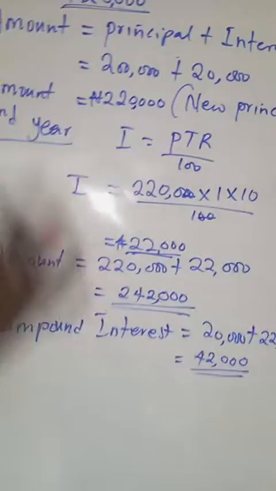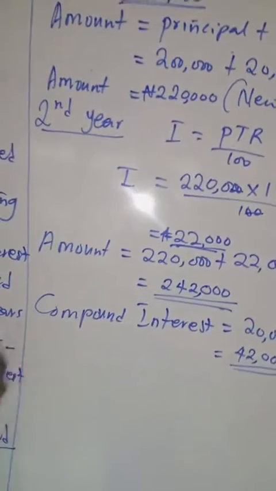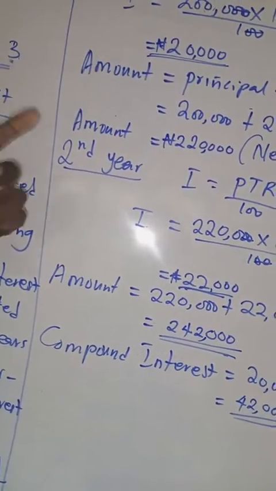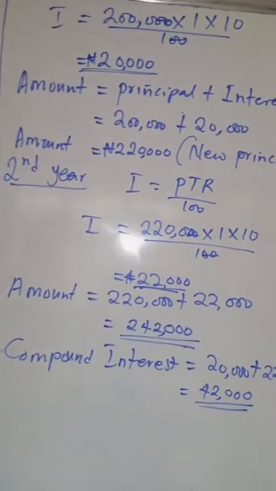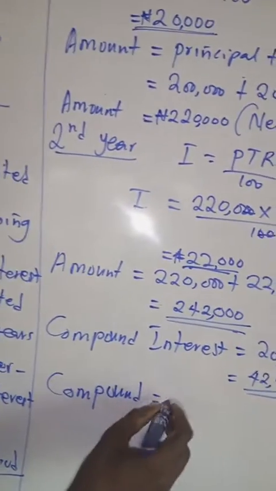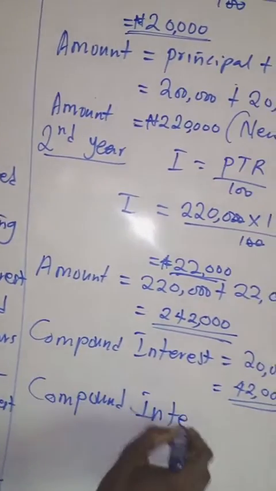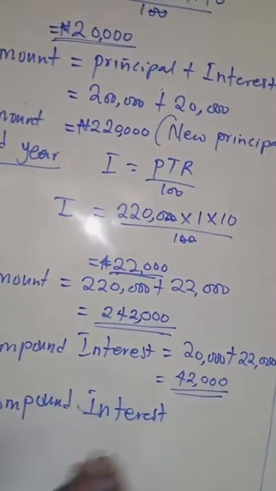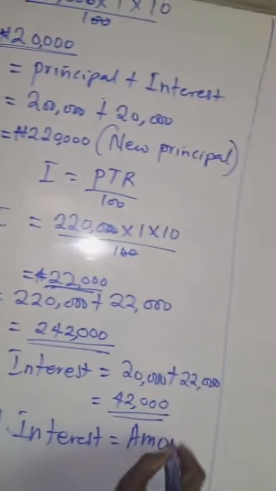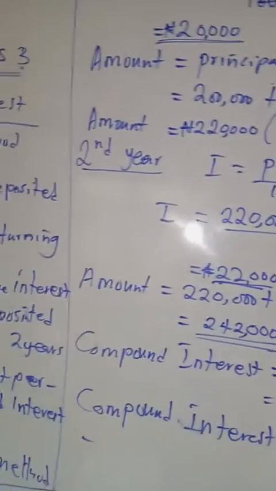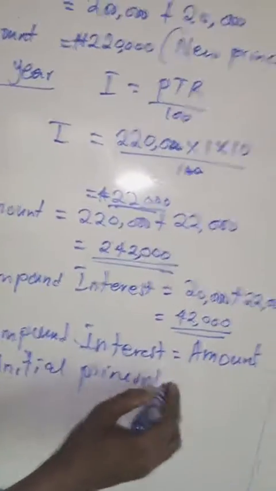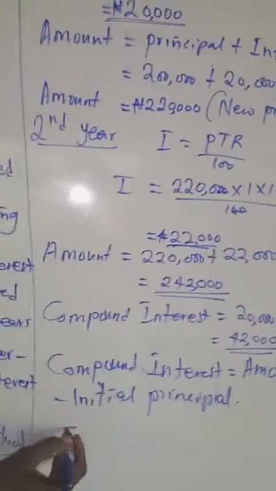My compound interest will be 42,000, of which I can still get this if I didn't add the interest of both years. I can get it by saying finally, this is my amount, I'll subtract from it my initial principal. So compound interest will be equal to the amount that I got at the end minus the initial principal.